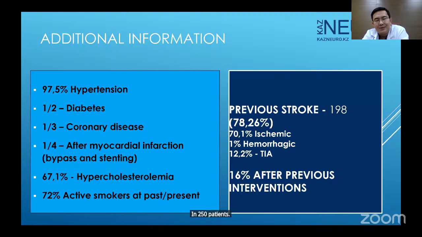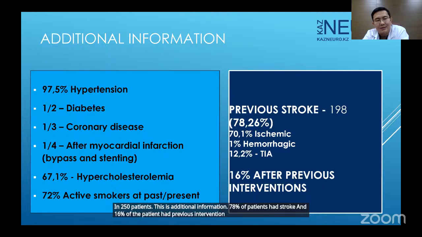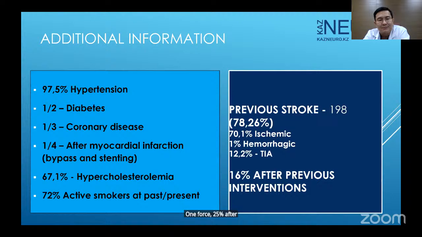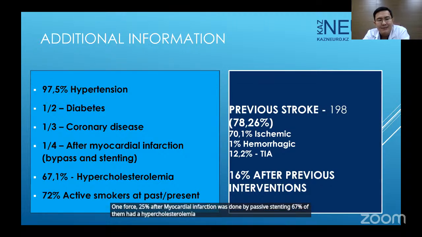This is additional information. 78% of patients had stroke, and 16% of the patients had previous intervention in extracranial territories or aneurysm treatment. 98% of the patients had hypertension, half of them diabetes, a third had coronary disease, and 25% had bypass or stenting after myocardial infarction. 67% of them had hypercholesterolemia, and 72% of them were active, past or present smokers.